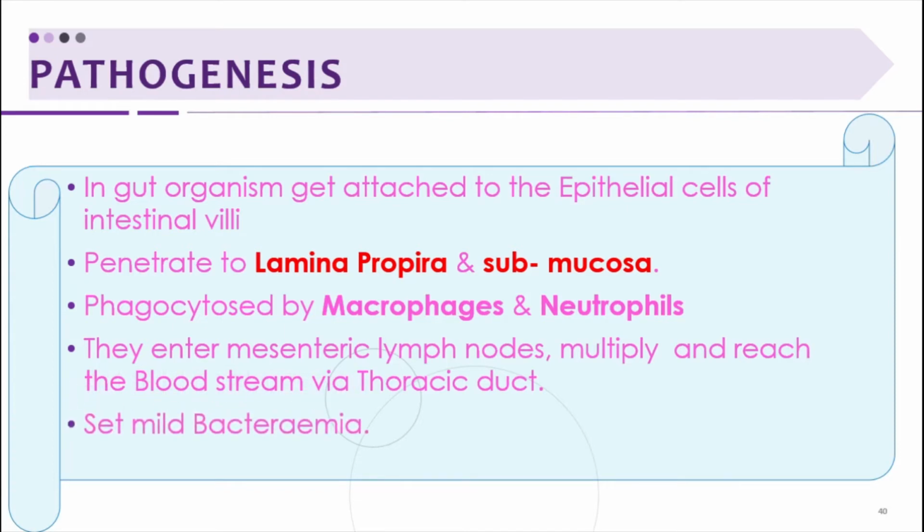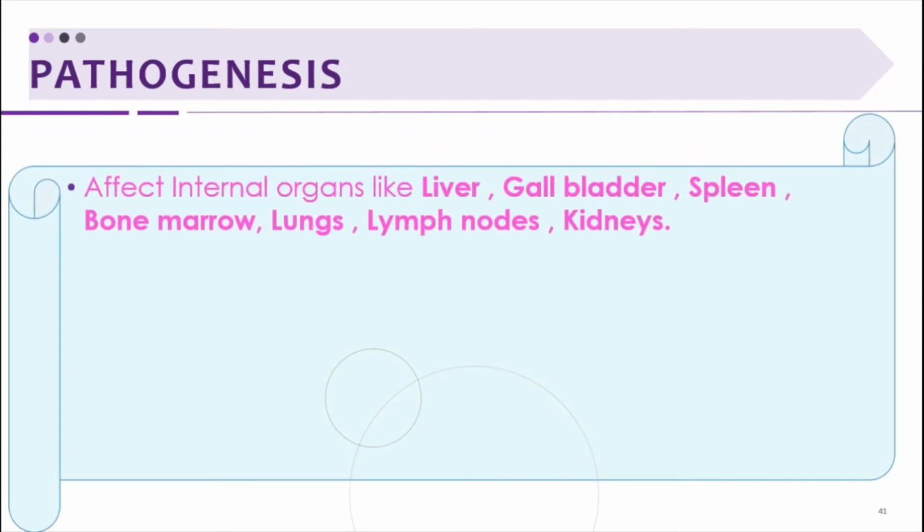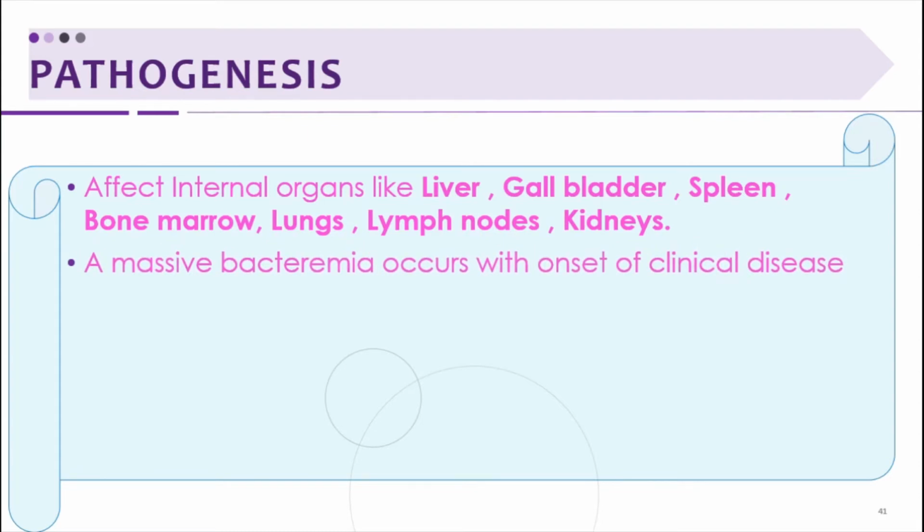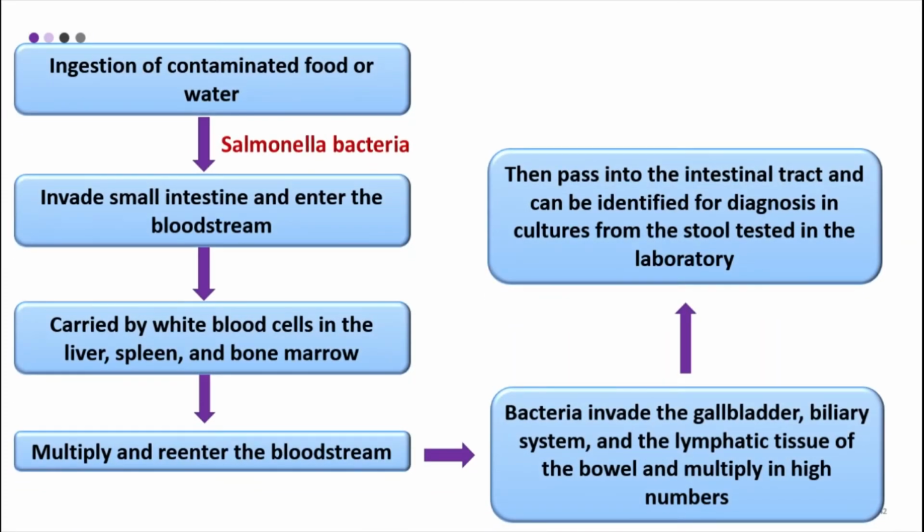There they set up the first, mild bacteremia. Next, they reach and affect various internal organs like the liver, gallbladder, spleen, bone marrow, lungs, lymph nodes, and kidneys, as a massive bacteremia occurs with the onset of the clinical disease. The pathogenesis can be outlined as follows: ingestion of contaminated food or water, where the Salmonella bacteria invade the small intestine and enter the bloodstream first, and are carried by WBCs to the liver, spleen, and bone marrow, where they multiply and re-enter the bloodstream.